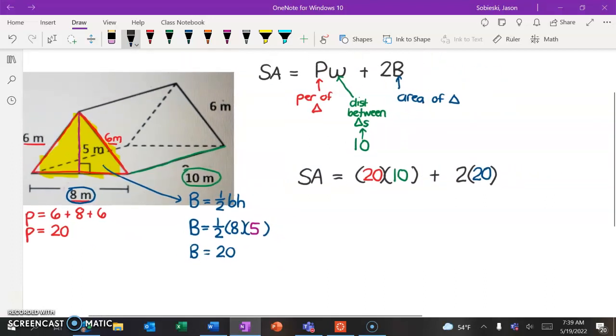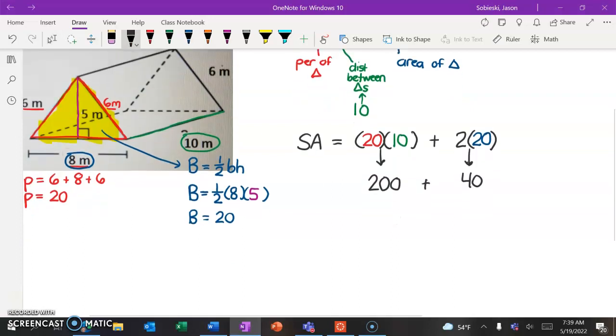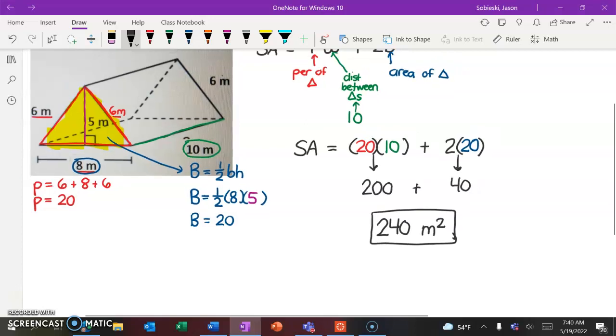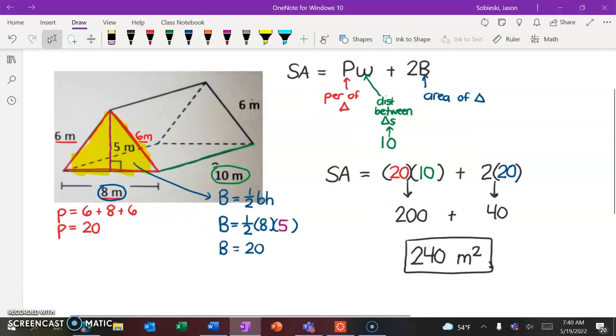And the last thing that we need to do in order to actually find the surface area is evaluate this. So 20 times 10 gives us 200. 2 times 20 gives us 40. If we add those two numbers together, it gives us a total surface area of 240, and our units are square meters. Okay, so again, you could have done this by breaking this prism down into the 3 rectangles and the 2 triangles, or you can use this shortcut with this formula in order to find the surface area a bit more quickly.